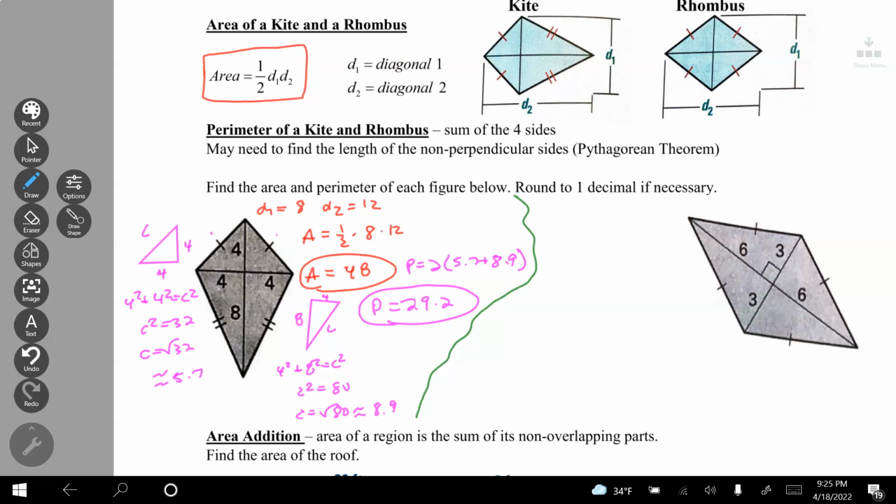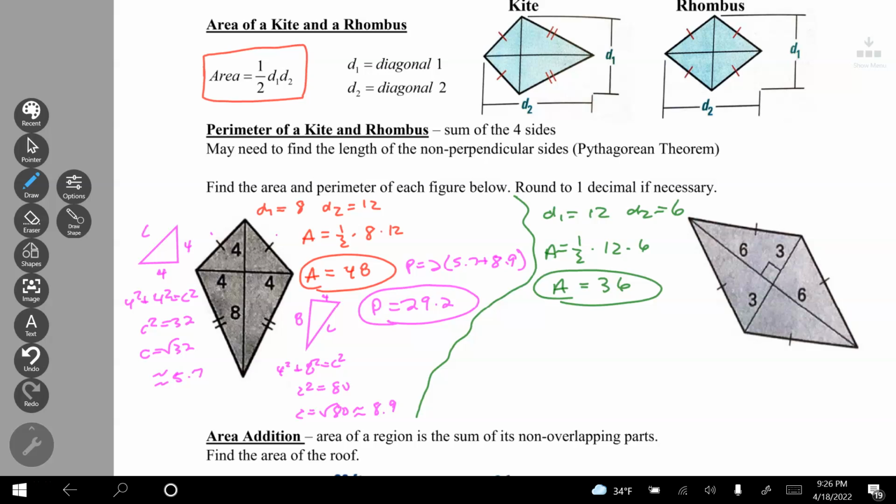All 4 sides are the same, but to find the area, I need the diagonals. Diagonal number 1 is 6 plus 6 is 12. Diagonal number 2 is 3 plus 3 is 6. So my area is 1/2 times 12 times 6. So the area is equal to 36 square units. Now I have to figure out how long each side is. I can just multiply that by 4.